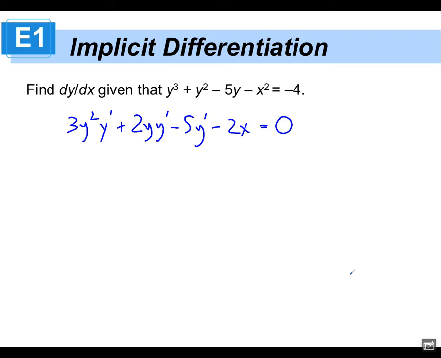So is y prime a substitute for x? Y prime is a substitute for dy dx. If you want to write dy dx every time you can, but y prime's a lot quicker.